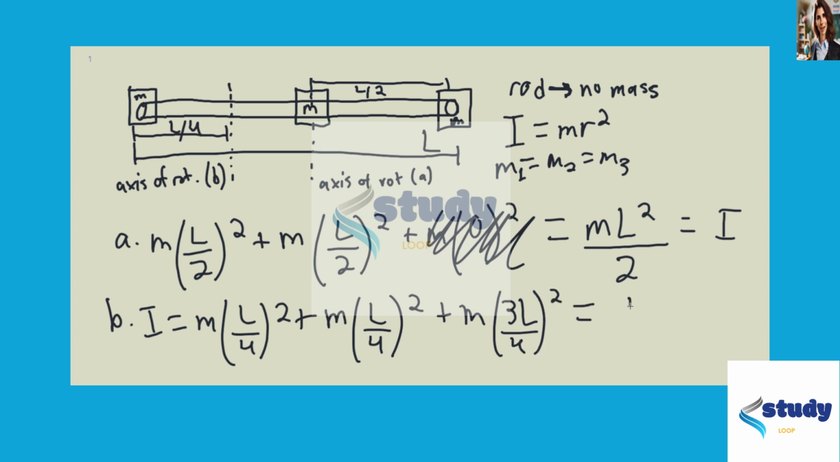And this is going to equal 11ml squared over 16, because we have 16. The common denominator for all of these is 16, and it'll be 3 squared, 9, and then this will be 10, 11, so 11 over 16 times ml squared. And this will be your I for part B. And that's the end of the solution.